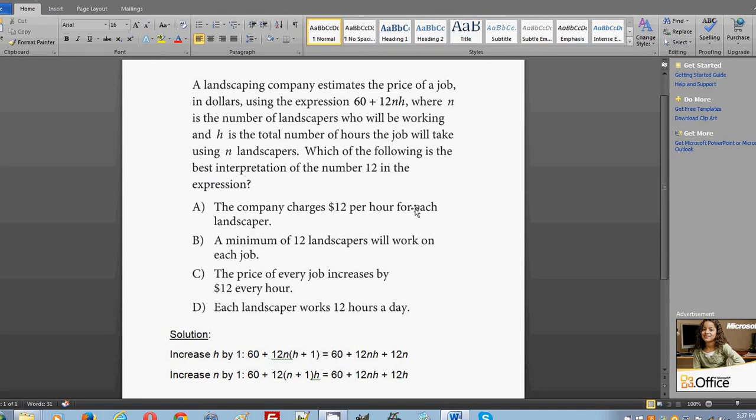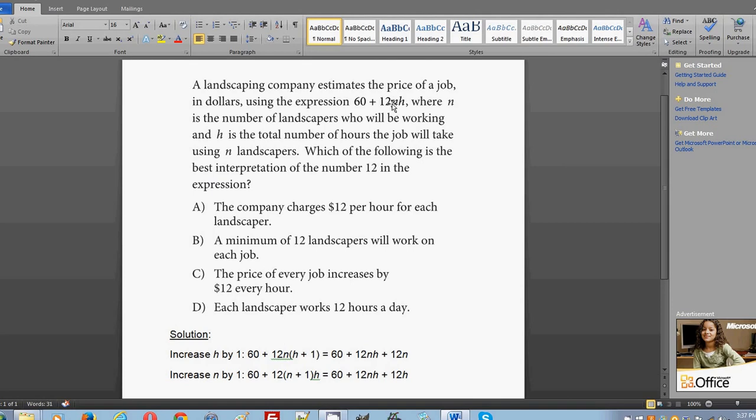But let's explore several ways of understanding why this works. Choice A. The College Board in their SAT prep guide explains that n times h is the total number of hours worked when n landscapers work h hours, right? And remember, they can work simultaneously, so you have to understand abstractly what it means, the total number of hours. They could work at the same time, but if there are 5 landscapers working 5 hours at the same time, they're going to work 25 hours, even though they work at the same time.